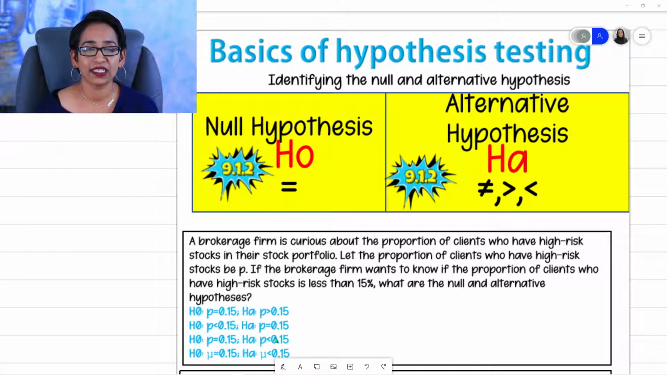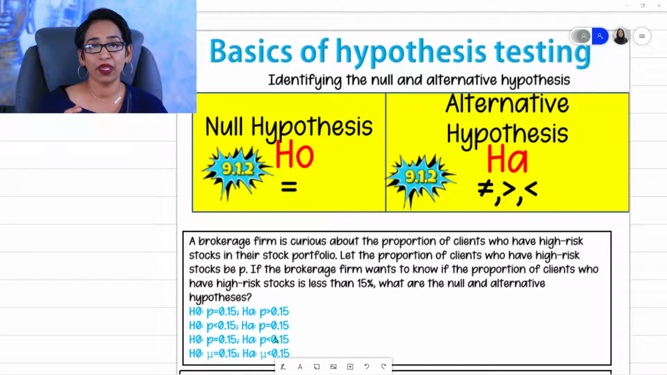Welcome back. This is section 9.1.2, the basics of hypothesis testing. As promised, we're going to go into detail about every step. So what I want y'all to do is go back to the previous session and take a look at the chart that I have given y'all.